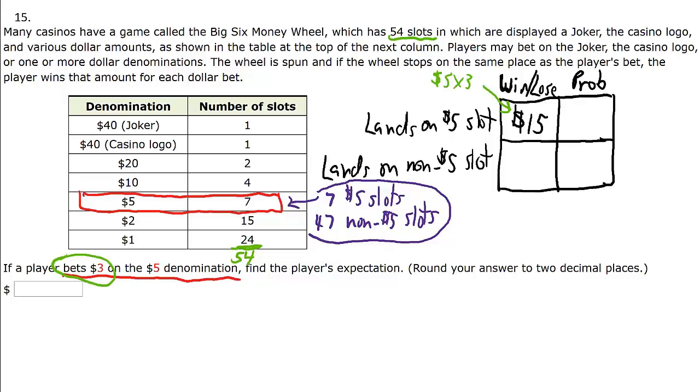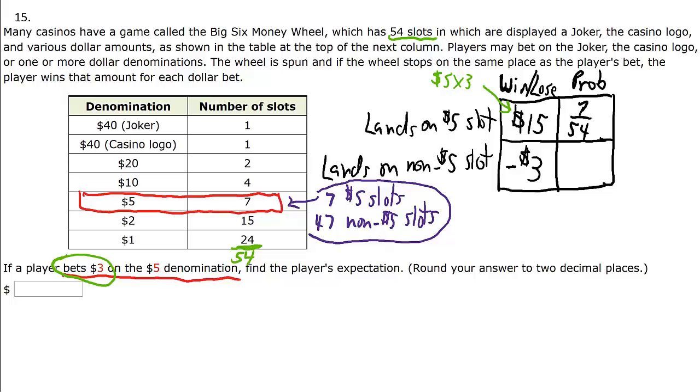It's a $3 bet. So if the player wins $5 for each dollar bet, that means with a $3 bet, that player wins 5 times 3, which is $15. On the other hand, if the player loses, the player just loses the amount bet, which is $3. So it's a negative $3 loss. So the player stands to make $15 if the ball lands on the $5 slot, but stands to lose $3 otherwise. Now we just need the probabilities.